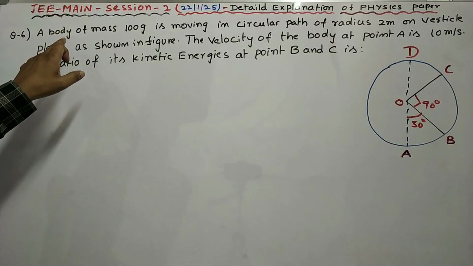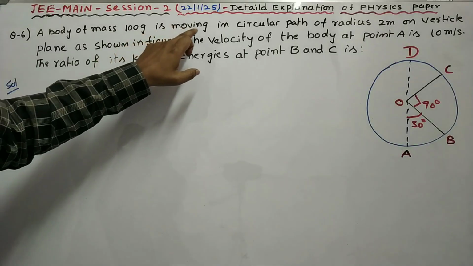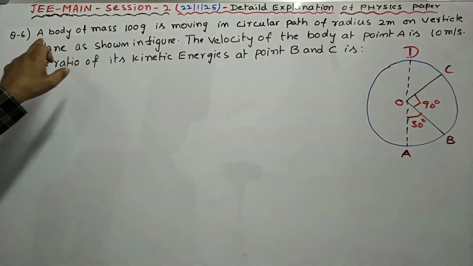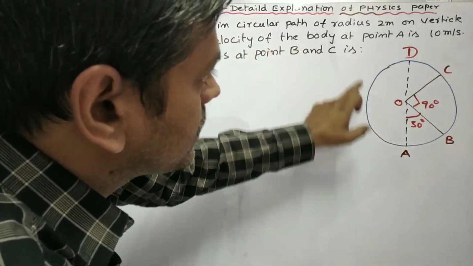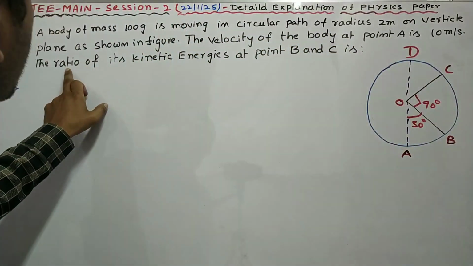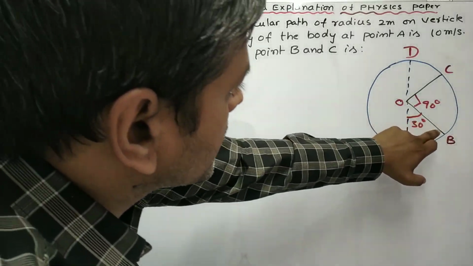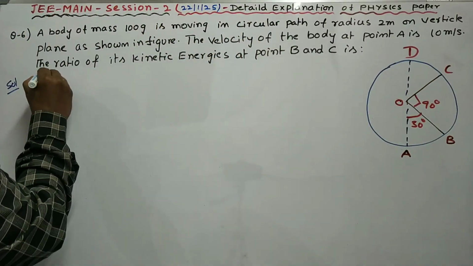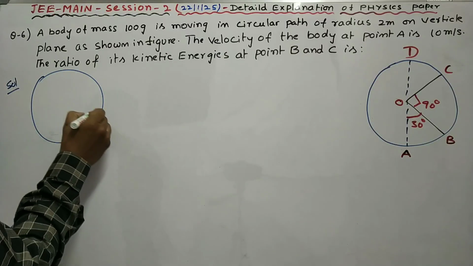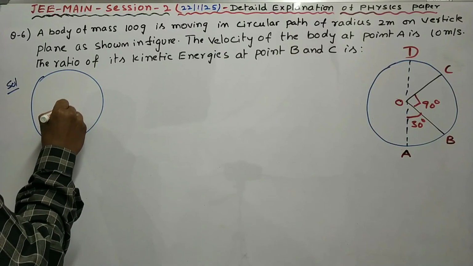Right, the sixth question. A body of mass 100 gram is moving in a circular path of radius 2 meter in a vertical plane as shown in the figure. The velocity of the body at point A is given. The ratio of its kinetic energies at points B and C is... Suppose this is a vertical circle. On the circumference a particle is supposed to revolve.